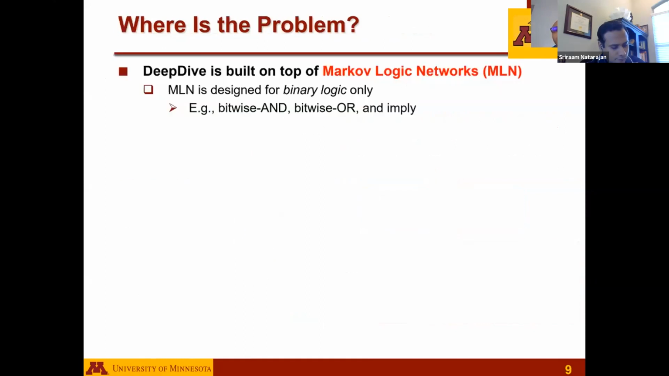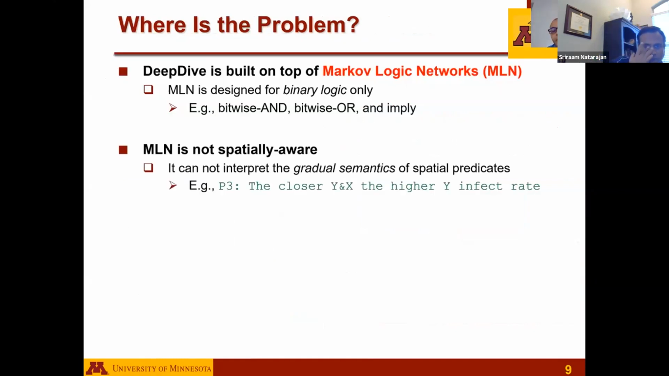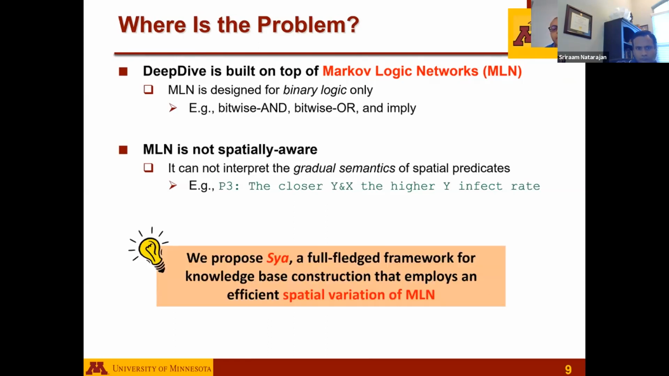So to conclude, what's the problem in DeepDive? Basically, it's built on top of Markov logic networks, and Markov logic networks are designed for binary logic only, like bitwise AND and OR. And it doesn't support any spatial semantics or gradual semantics, as we wanted in the distance predicate. So if we have a spatial variation of Markov logic network that's efficient for understanding the spatial semantics, then we can build a knowledge base construction system on top of it, and our problem should be solved. And that's exactly what we propose in Sya. We provide this framework on top of an efficient spatial variation of Markov logic network.